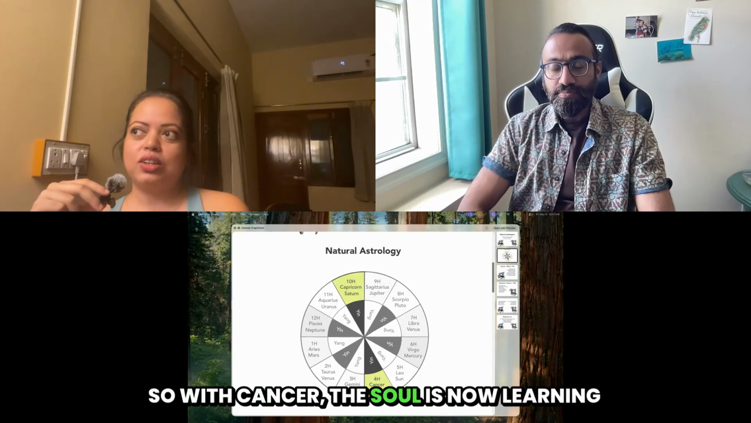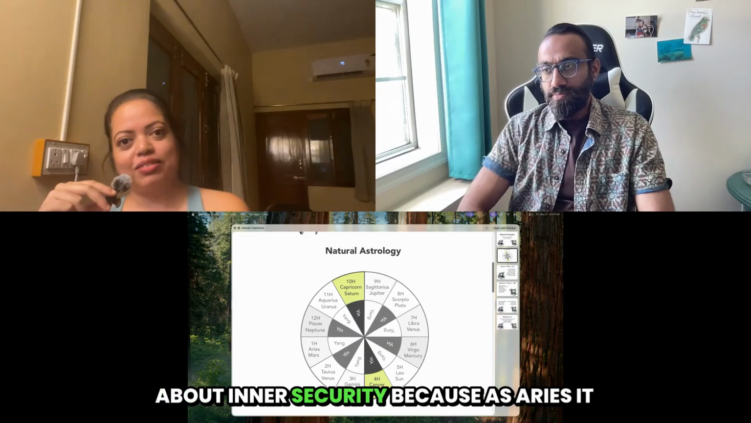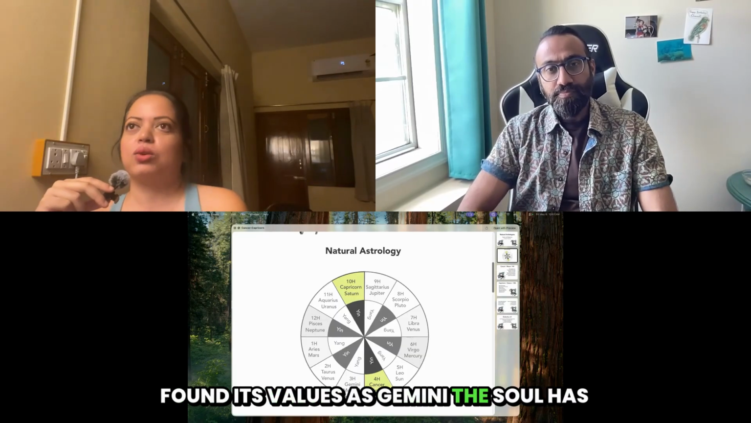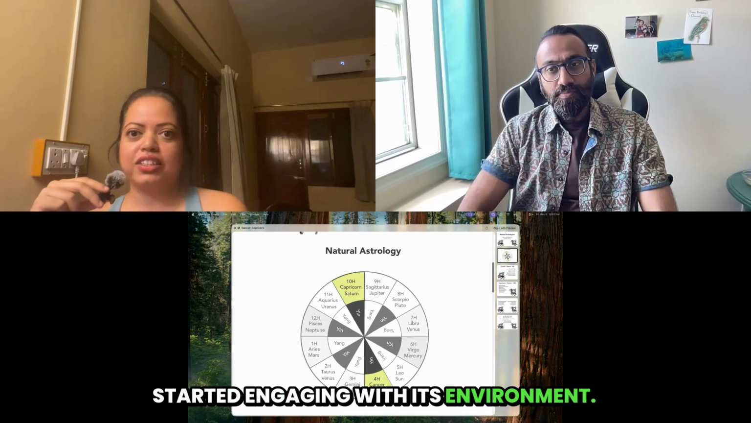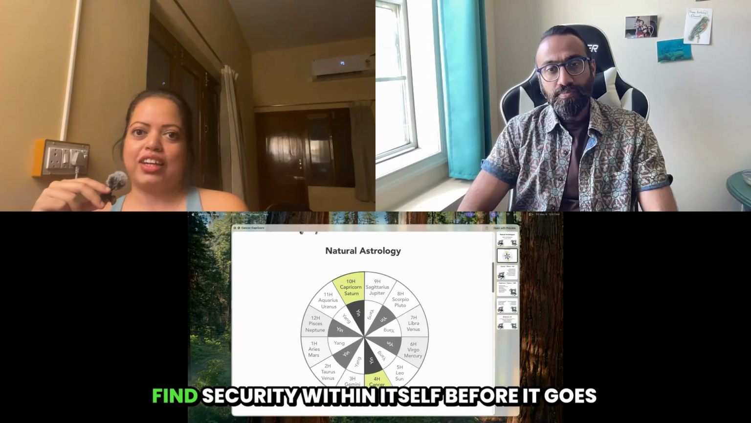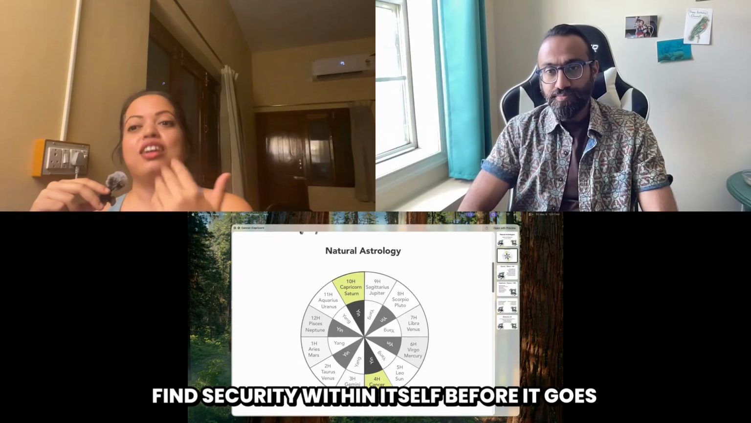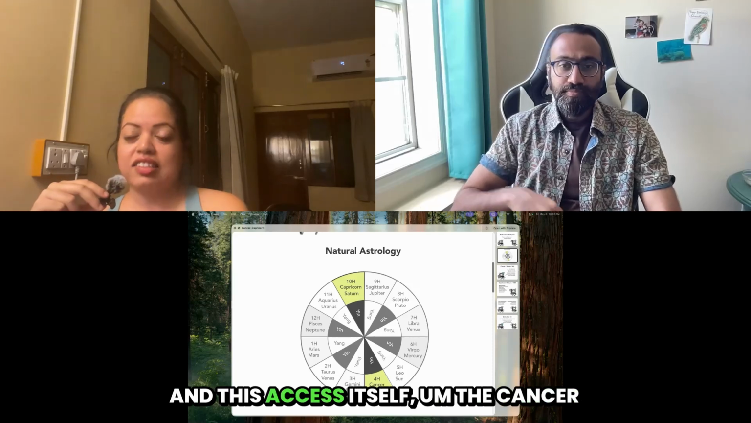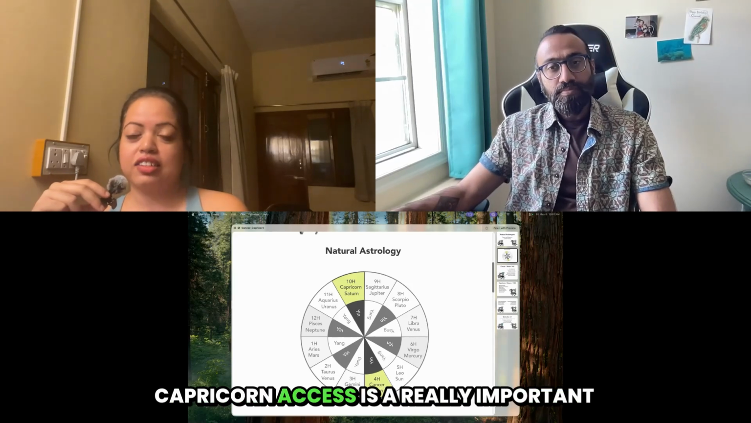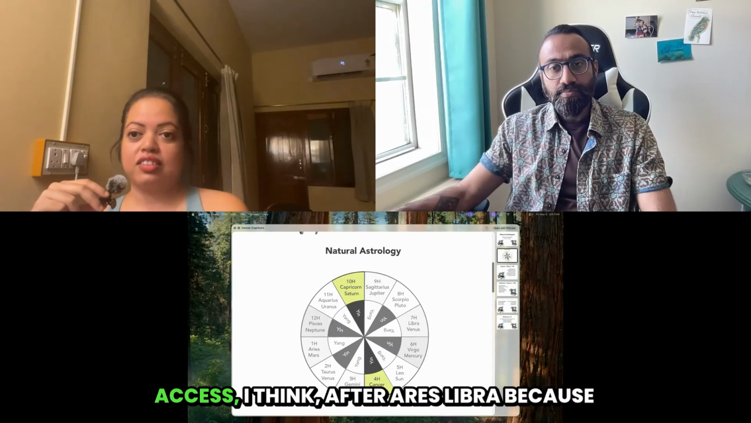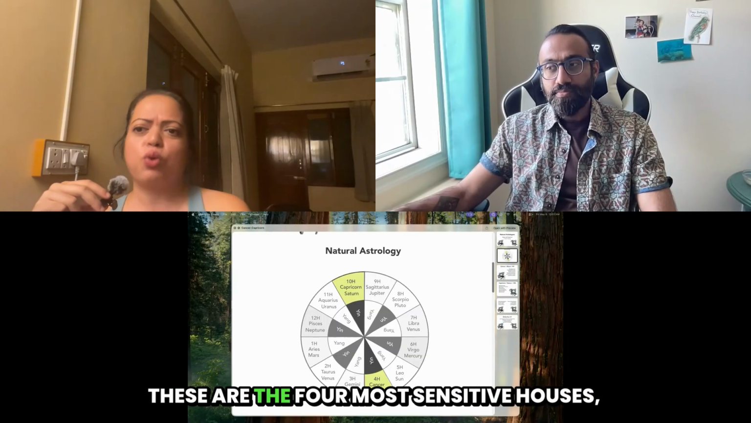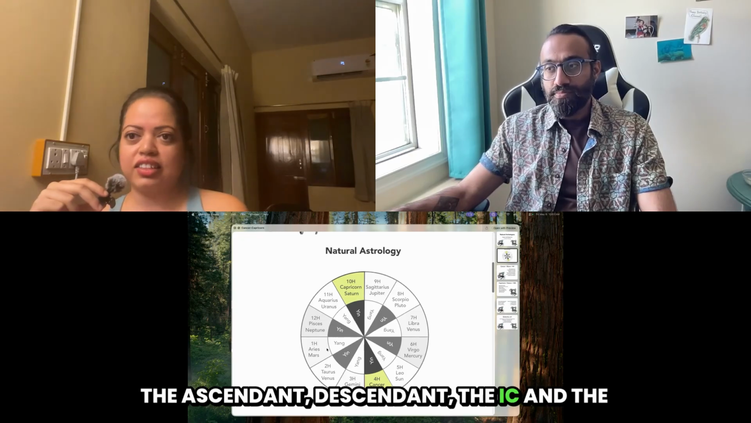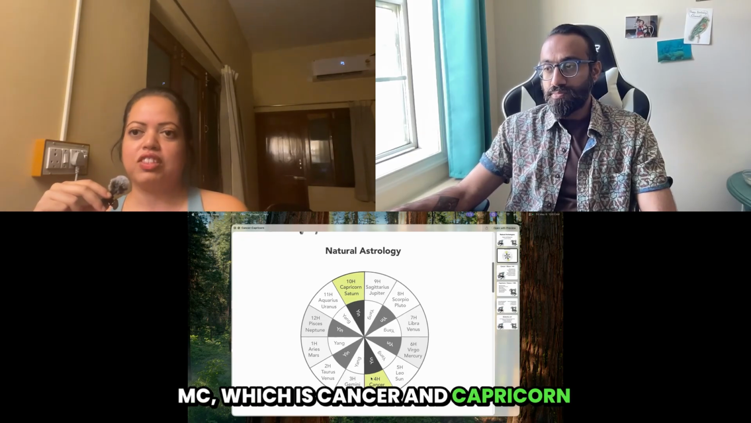So with Cancer, the soul is now learning about inner security because as Aries, it has discovered the world. As Taurus has found its values. As Gemini, the soul has started engaging with its environment. Now it's time for the soul to find security within itself before it goes further into its journey, because inner security is going to be really important. And this axis itself, the Cancer Capricorn axis, is a really important axis, I think, after Aries Libra, because these are the four most sensitive houses, the ascendant, descendant, the IC, and the MC, which is Cancer and Capricorn, respectively.